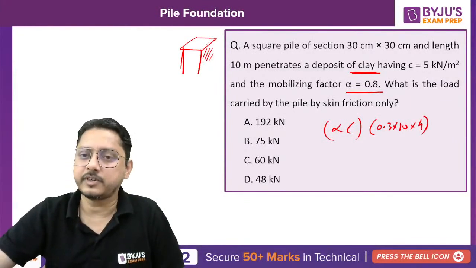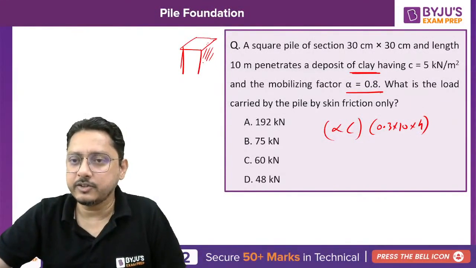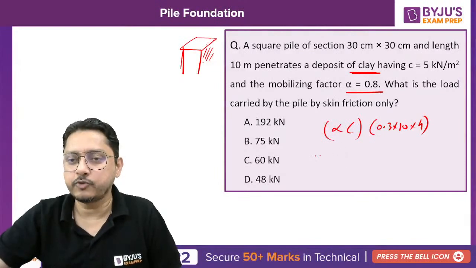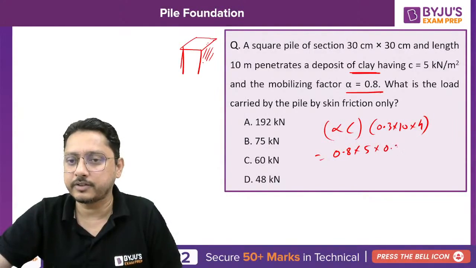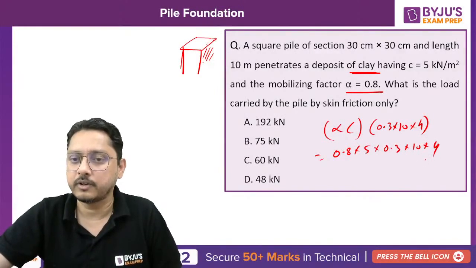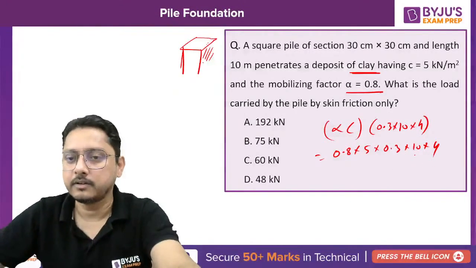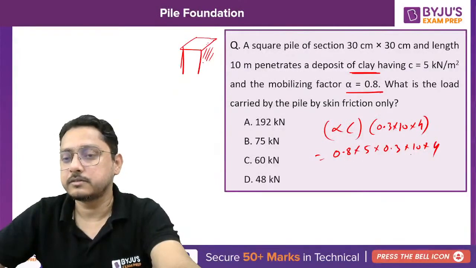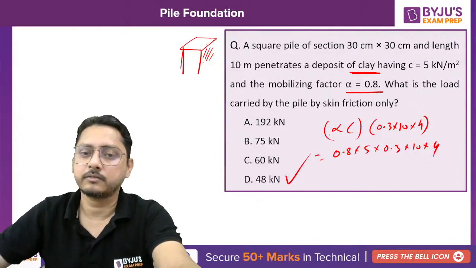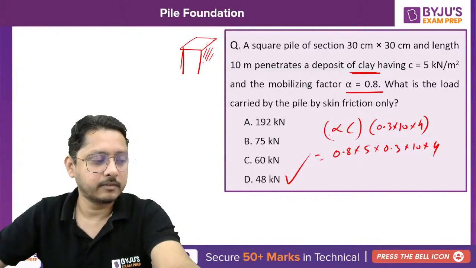The total surface area. Alpha is given, C also is known here. Simply if you calculate, this is 0.8 multiplied by 5 into 0.3 into 10 into 4. How much will you get? 8 by 40. 48 kilonewton, isn't it?